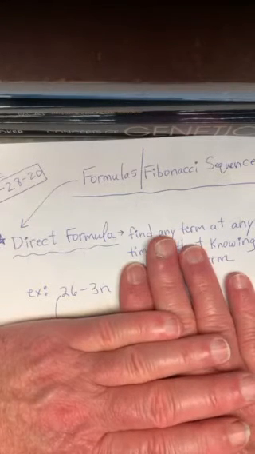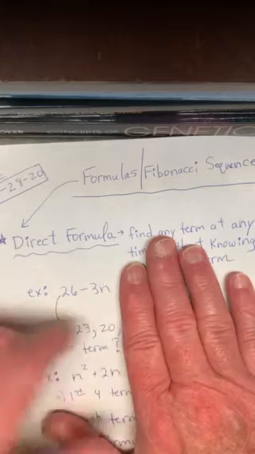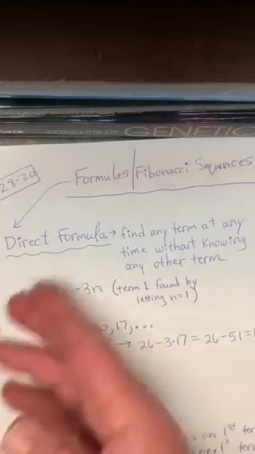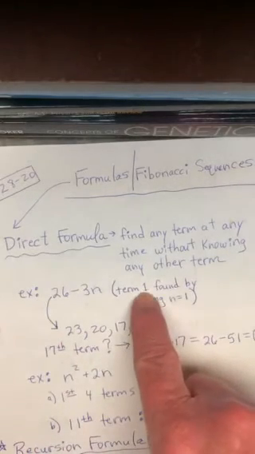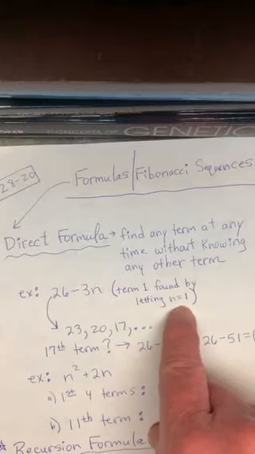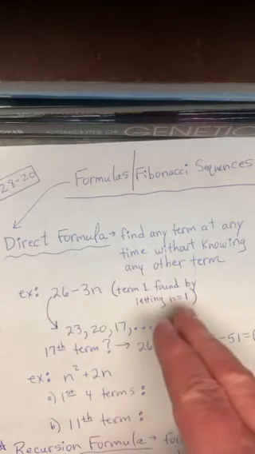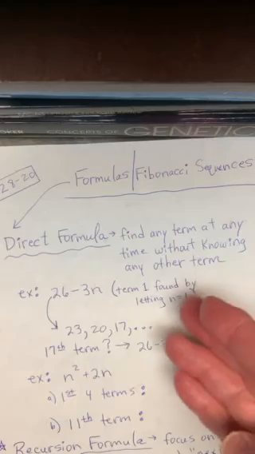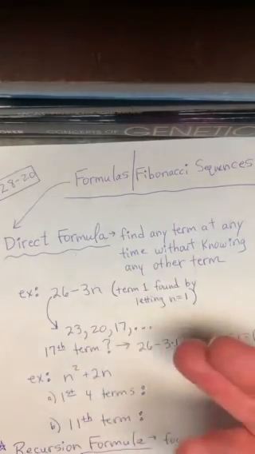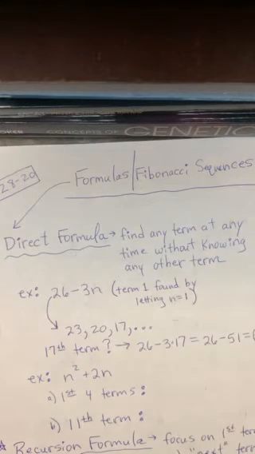Well, it's real simple. Obviously, n is a variable, your unknown. Hey, guys, this is just a little note in parentheses here. Term 1 of the sequence is found by letting n equal 1. Term number 2 is found by letting n equal 2. Term number 3, the third number in our sequence, is found by letting n equal 3, and so on.